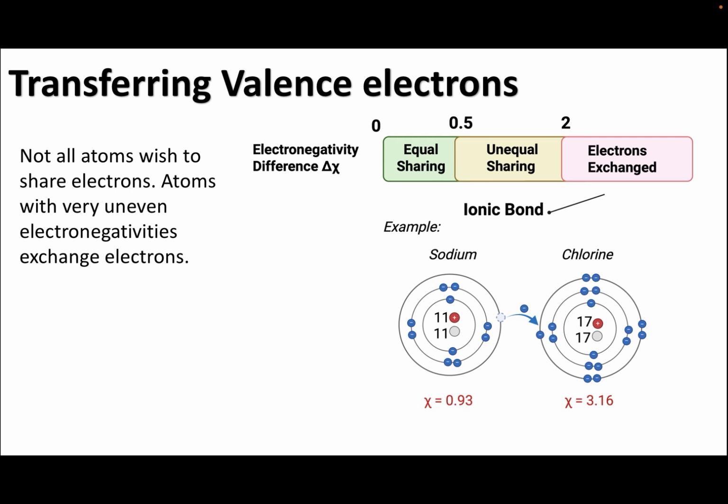So for instance, an ionic bond forms between sodium and chlorine. If we take the electronegativity difference, so 3.16 minus 0.93, we should get a difference of 2.23, which is greater than 2. So chlorine clearly has the much higher electronegativity, and it's got a much stronger pull than sodium. You can see in this picture that the electron is being taken from the sodium and is being permanently added to chlorine's valence shell.